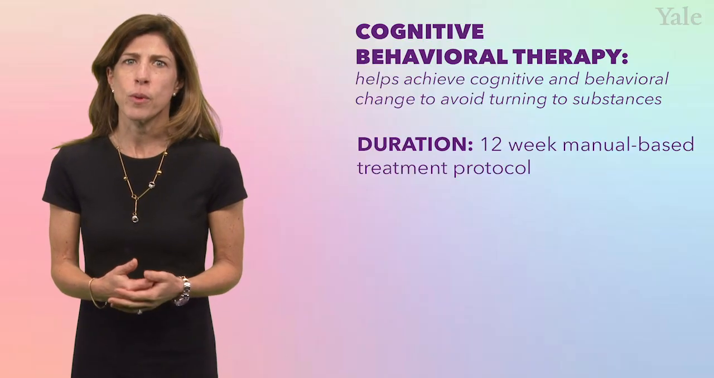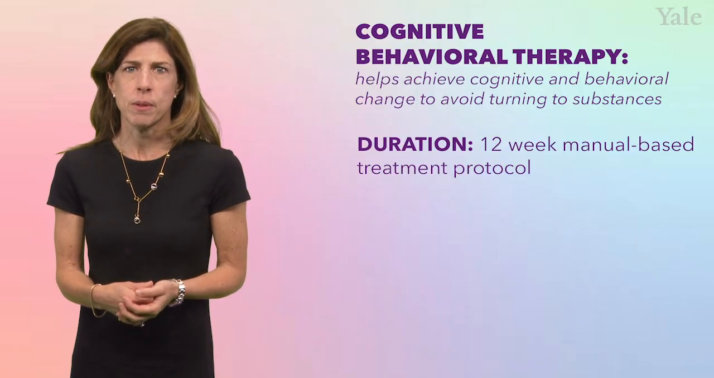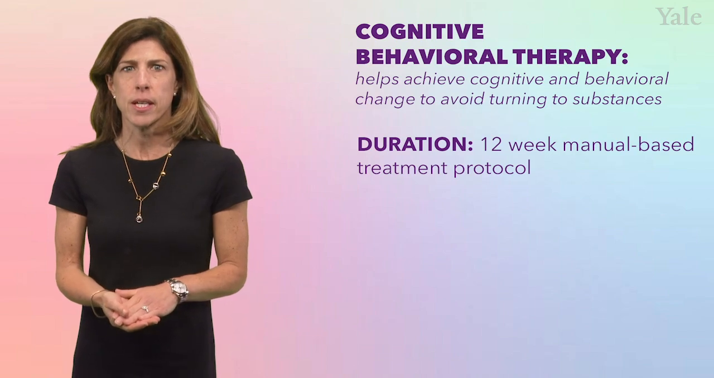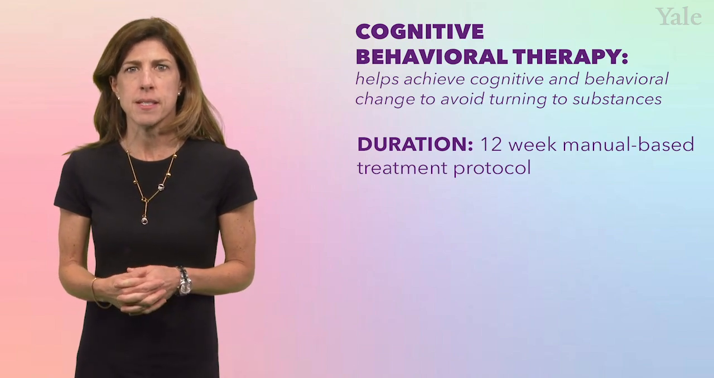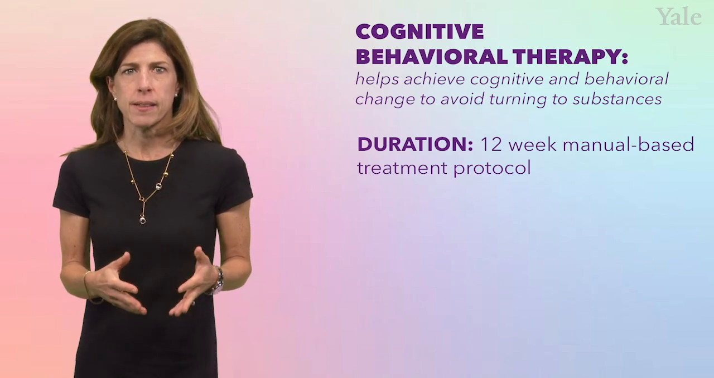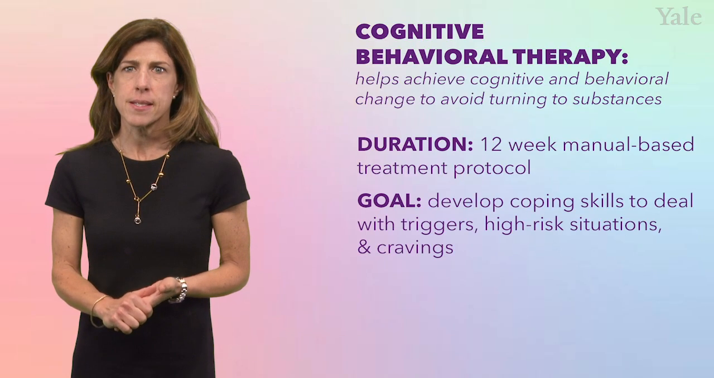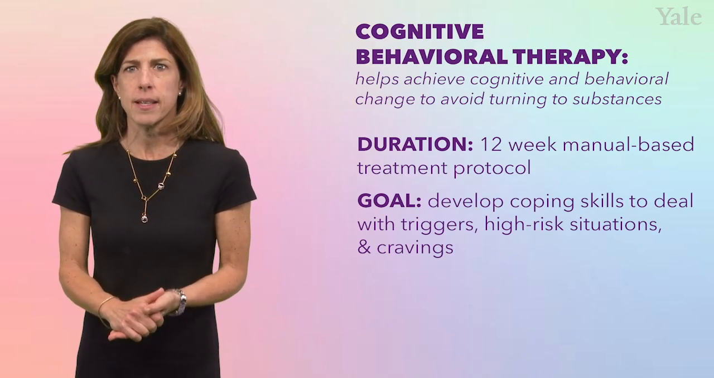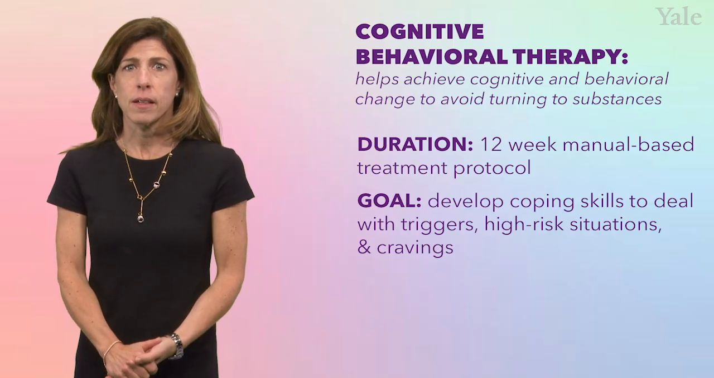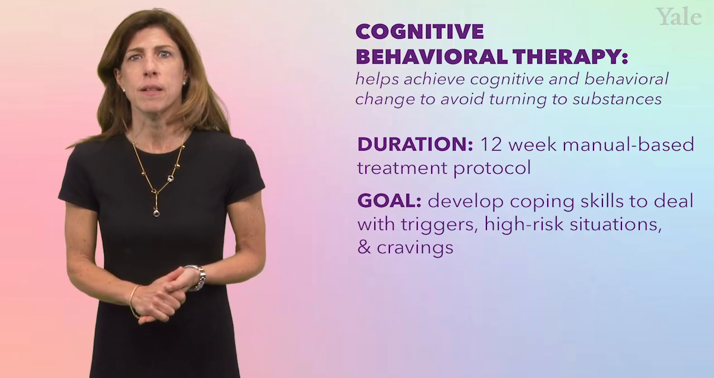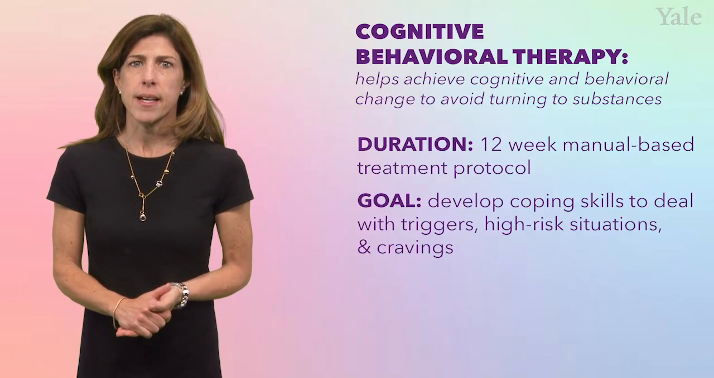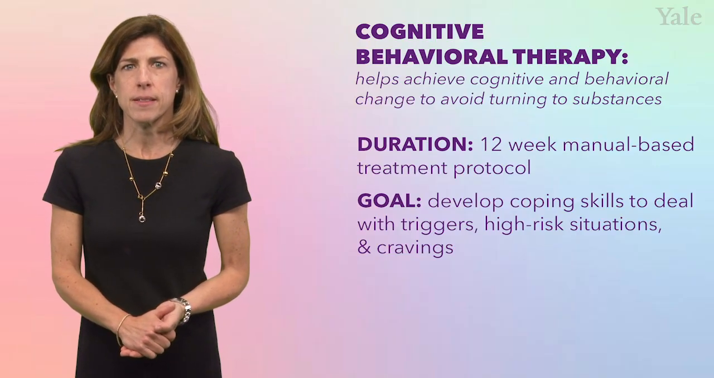It's often offered with a 12-week manual-based treatment protocol that helps the individual achieve cognitive and behavioral change to avoid turning to substances. Specifically, patients develop coping skills that will help them anticipate, tolerate, and avoid triggers in high-risk situations, including interpersonal difficulties and emotional discomfort, as well as recognize early signs of cravings and develop skills to help manage them.